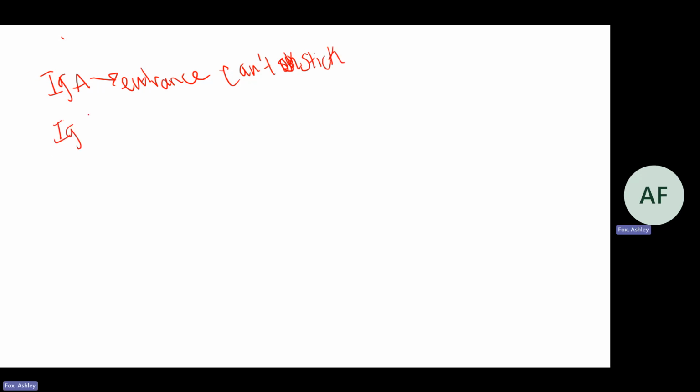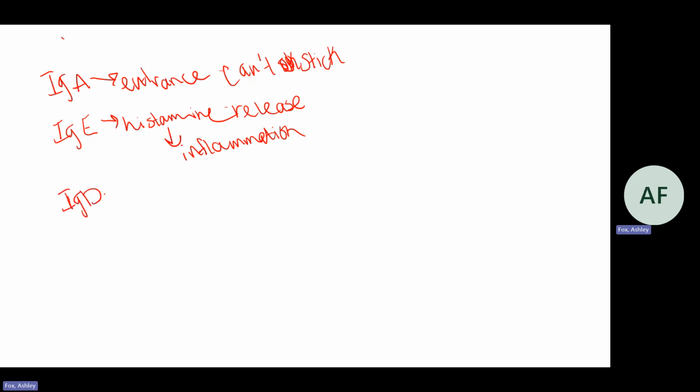IgE is going to be the histamine release from your basophils and your mast cells. And remember, histamine is going to be inflammation. That's what it does. So when you take an antihistamine, you're against inflammation. And then you have IgD, which is going to be just B cell surface receptors.